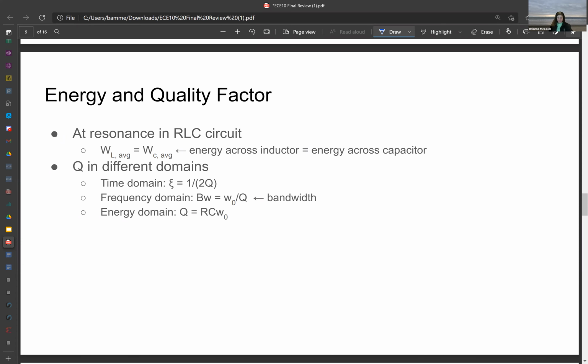You can look at this in three different domains: the time domain, the frequency domain, and the energy domain. And the quality factor does have a meaningful physical value in each of those domains. So this is a very important parameter, but I'm not going to talk too much about it because I did not see it on any of your previous exams.